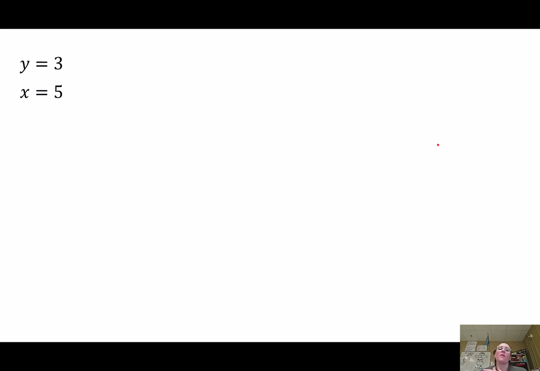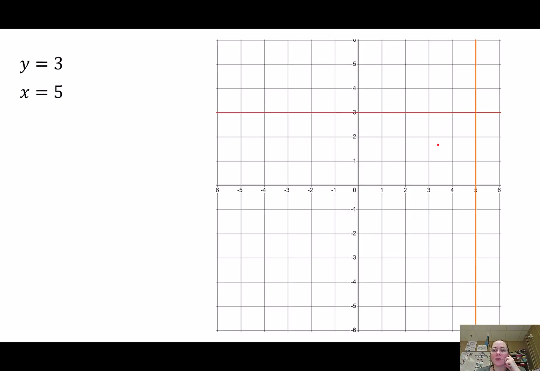All right, so now we're going to talk about y equals 3 and x equals 5. Well, first off, let's just kind of look at what their graphs would look like for these, because I want you to remember y equals 3 is a horizontal line, and x equals 5 is our vertical line. Okay, so what is the slope of a horizontal line? Well, the slope is 0, and the slope of a vertical line is undefined.